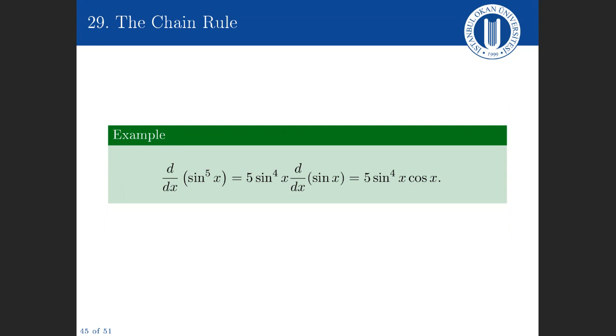The derivative of sine to the power of 5 of x. We have u equal to sine x, and we're calculating the derivative of u to the power of 5. So of course we get 5 u to the power 4, or 5 sine to the power 4 of x, and then multiplied by the derivative of sine x. The answer is 5 sine to the power 4 x cos x.